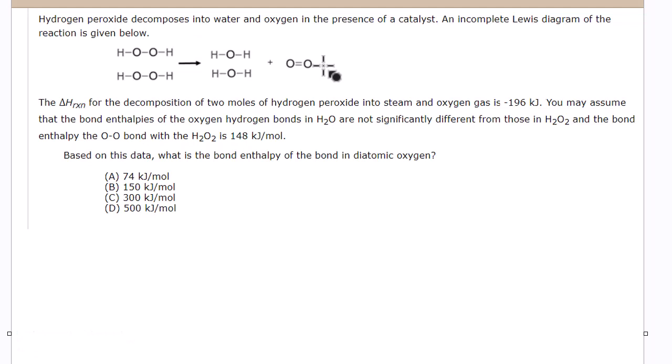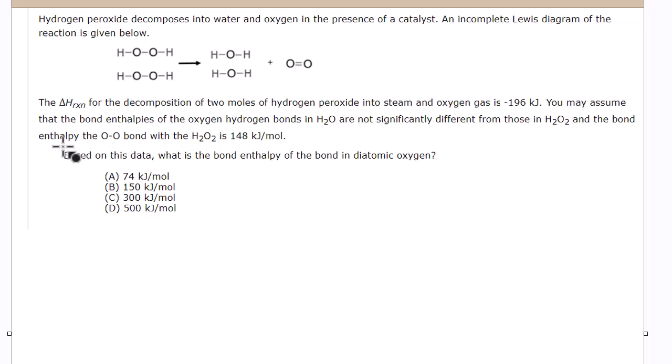Well, that's a dramatic experiment, but let's get back to the problem. The change in enthalpy for this decomposition reaction has 2 moles of our peroxide. Here is our hydrogen peroxide, and here's the steam that it turns to, and they give us some data. The oxygen gas reaction is negative 196 kilojoules. We have the delta H of this reaction. You may assume the bond enthalpies of oxygen and hydrogen bonds in H2O are not significantly different from those in the peroxide bond. So these OHs right there are the same as reactants and products in terms of energy.